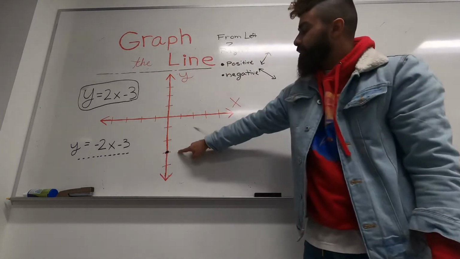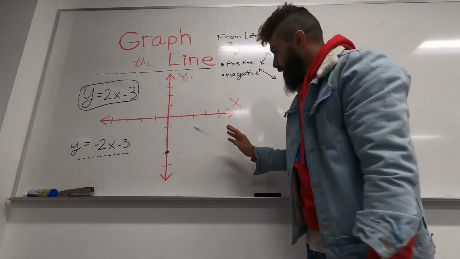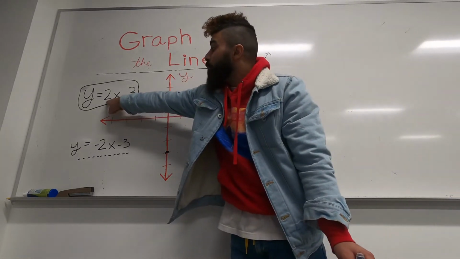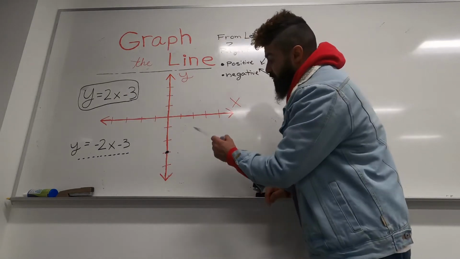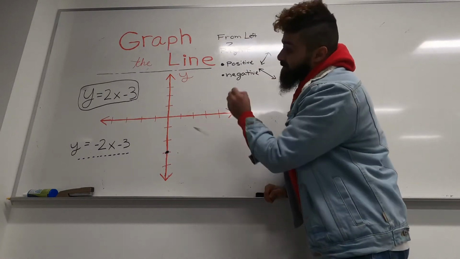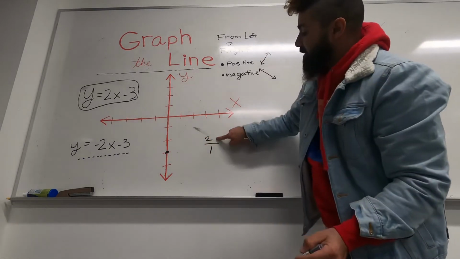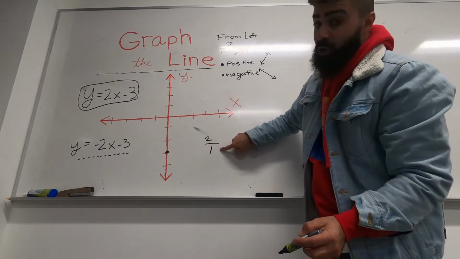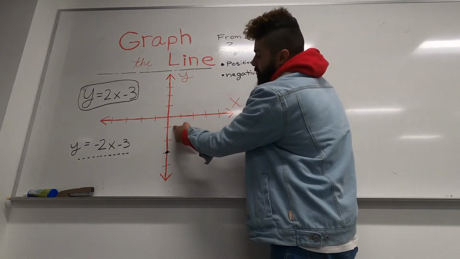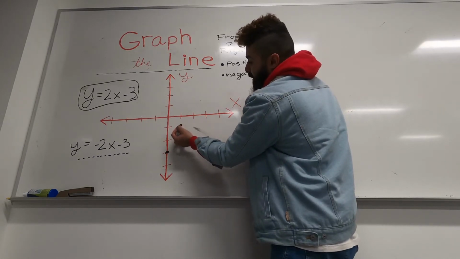You're always going to have one point here, and honestly, you just need 2 points to draw a line. So we're going to find one more point. The slope is 2, right? The slope being 2, you always want to write it as a fraction. If it's not a fraction, you can write it as 2 over 1. So it rises 2 and goes over 1. And we have another point right here.